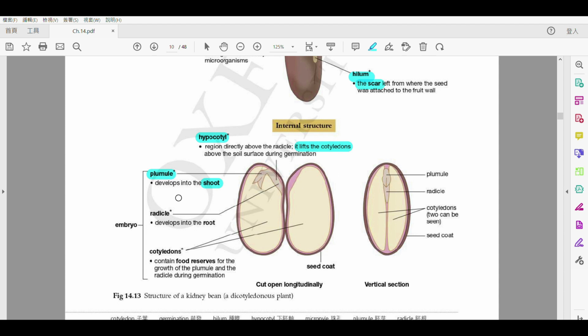The last one will be the radicle. The radicle will develop into roots. And of course, the two very important structures, which are also the food reserve of the seed, are called the cotyledons. Monocotyledon means there is only one of them, and dicotyledon means there are two of them.